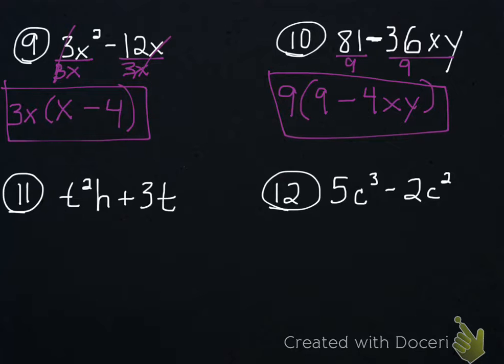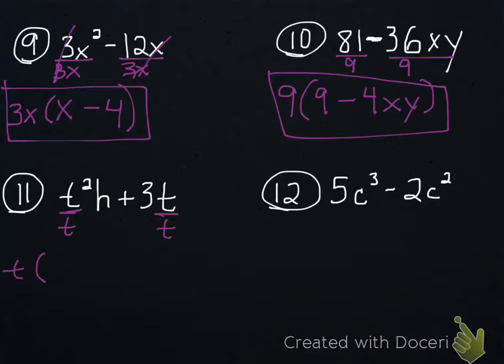Let's look at number 11. Okay, so the letters are a little different. We don't have x's and y's, but that's okay. We can handle it. I see that I've got t's in this one. I've got a t squared and I've got a t. Well, I know I can divide by t. So that is the GCF. Do I have any coefficients? No. Do I have any other letters I can pull out? Not that they both have. So it's just plain t.